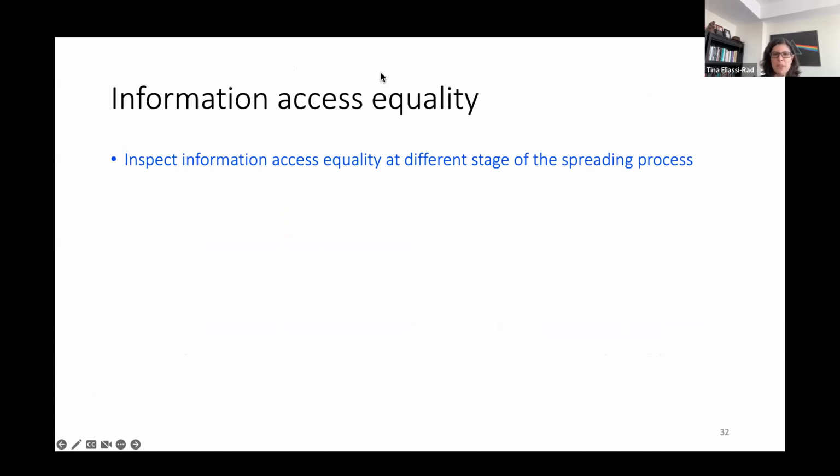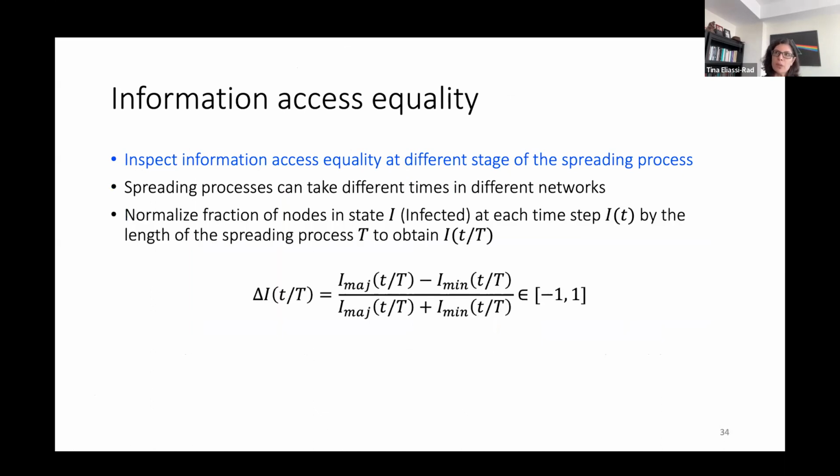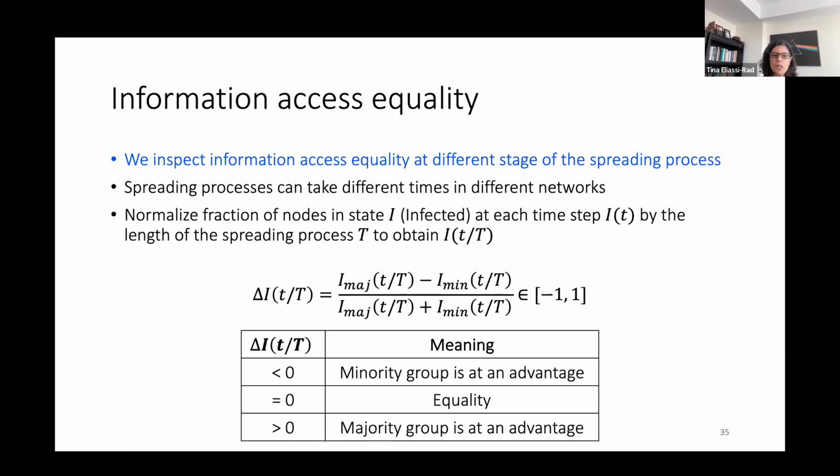Now, how am I going to measure this information access equality? We're going to inspect information access equality at different stages of the spreading process, because on different networks, it takes different amounts of time to do this spreading process. Because of that, we normalize the fraction of the nodes that have been infected at each time step by the length of the spreading process. And so we get this delta I, in terms of the change in the number that have been infected, between -1 and 1. Less than 0 means the minority group is at an advantage. Equal means you have equality, this information access equality that perhaps you want, and greater than 0 means the majority group is at an advantage.